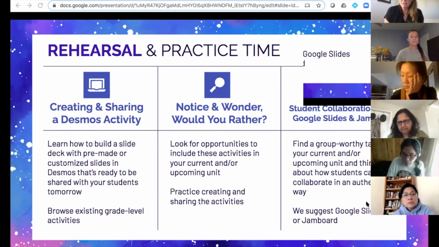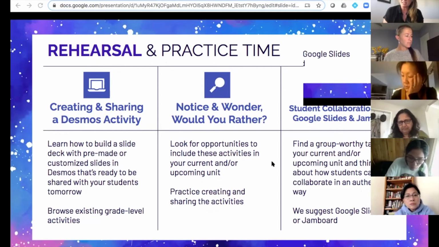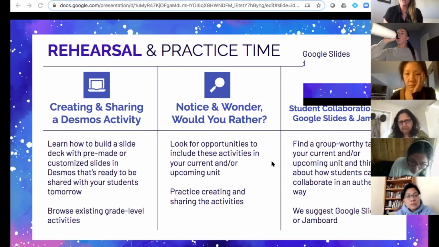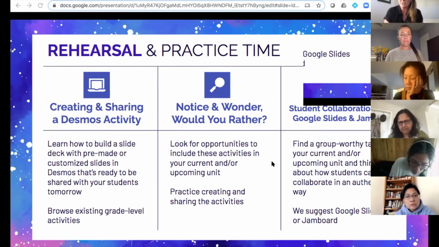So if during the practice time you would like to do one of those things, learn how to create a Desmos activity, or find resources and plan a notice and wonder or would you rather activity, you can choose one of those. When we come back from the break, we're going to do a kind of a student collaboration piece. And if you're interested in that, you can certainly choose that option as well.